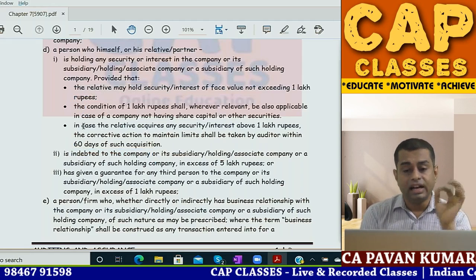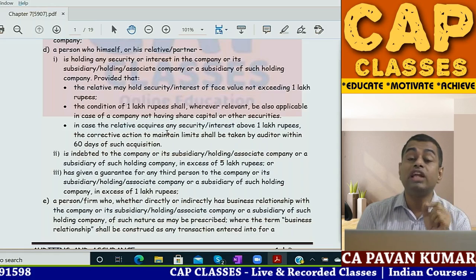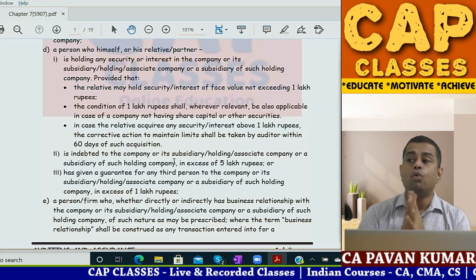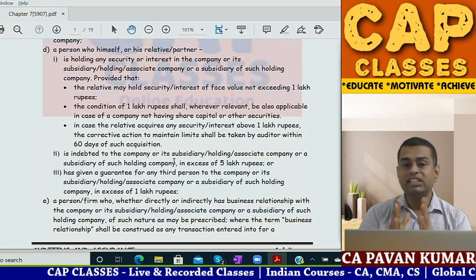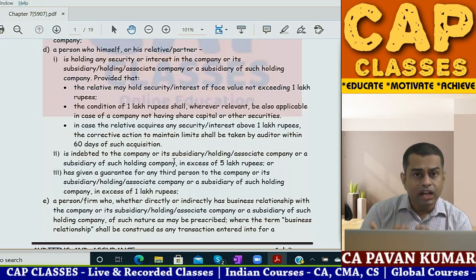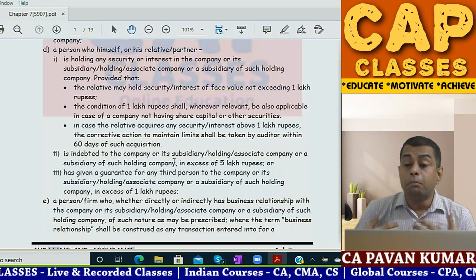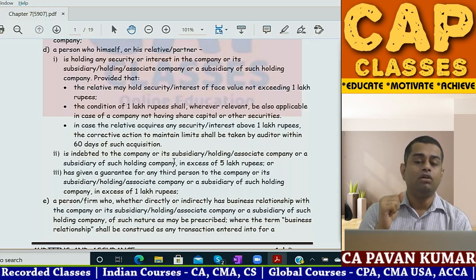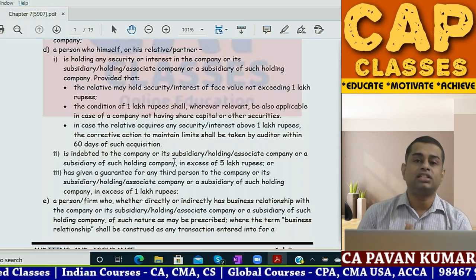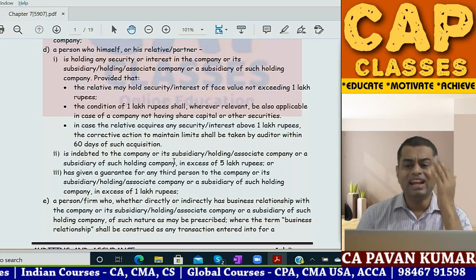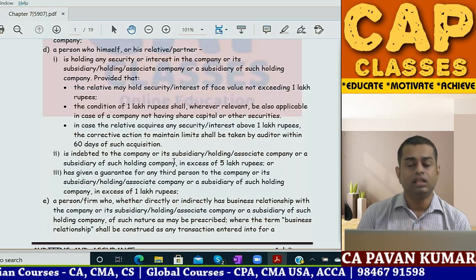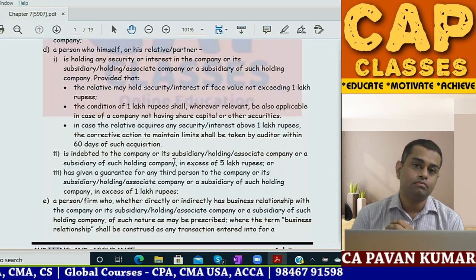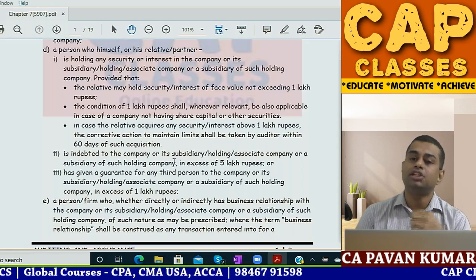You can ignore it. Then, Pavan sir, my relative is holding more than 1 lakh rupees worth face value shares. What can be done? Imagine I am appointed as auditor of a company. I accepted. I started conducting audit. My own brother acquired shares of this company. Then my brother called me and said, bro, listen, you are conducting audit of one company. I bought shares worth 2 lakh rupees face value in that company. Then I have to say, idiot, now I will be disqualified. Subsequent disqualification. So please sell the shares within 60 days from the date of acquisition. So if he sells the shares within 60 days of that acquisition, I can continue to be the auditor.